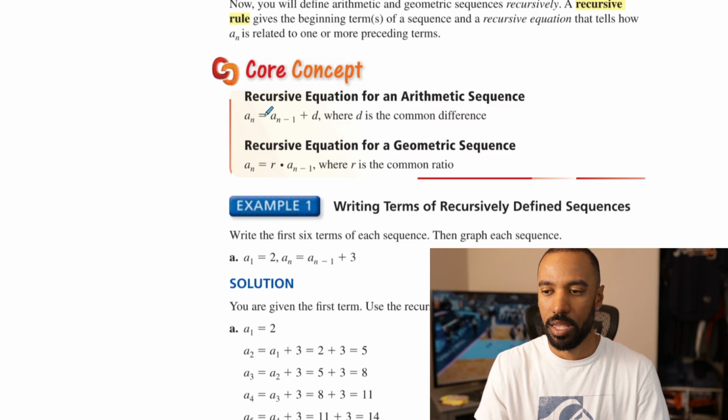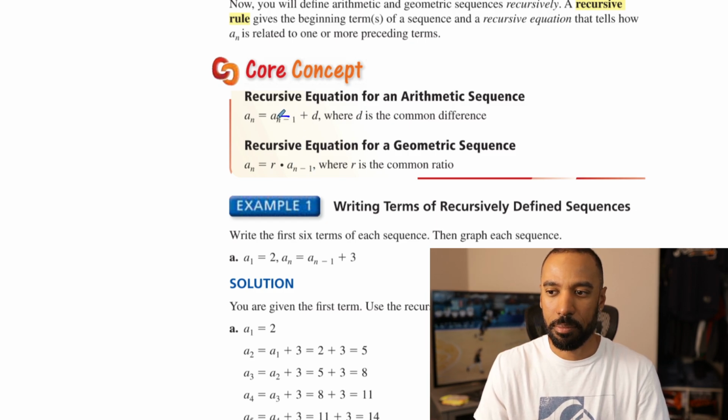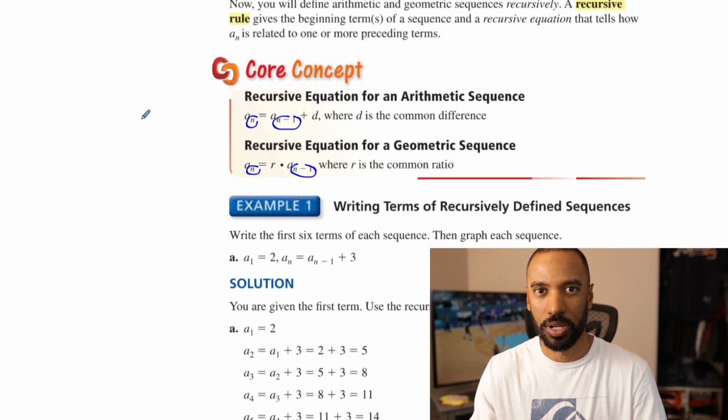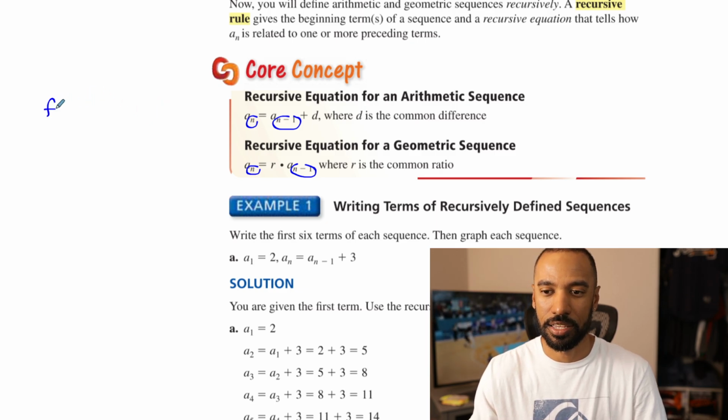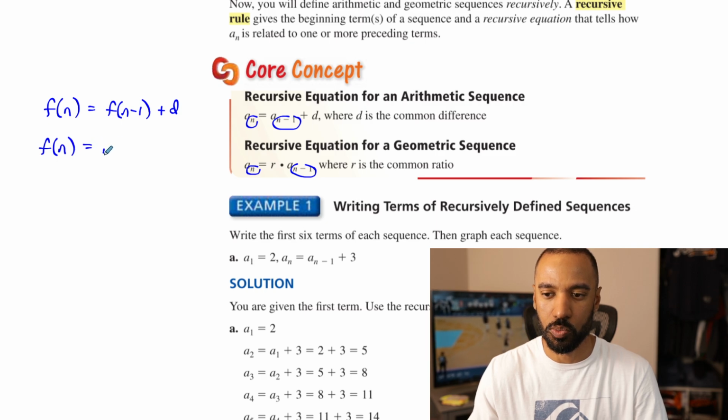A sub n equals a sub n minus 1 plus d, and a sub n equals r times a sub n minus 1. Now the n minus 1s this time are inside the subscripts of this notation, and it's good that we're probably using subscript notation itself as opposed to function notation, because this would look kind of weird for us: f of n equals f of n minus 1 plus d. Actually, yeah, I suppose you could still use it. And who knows, maybe they'll use them as well: r times f of n minus 1.